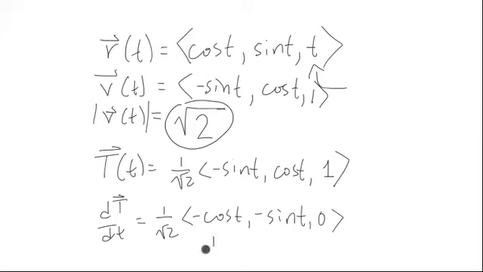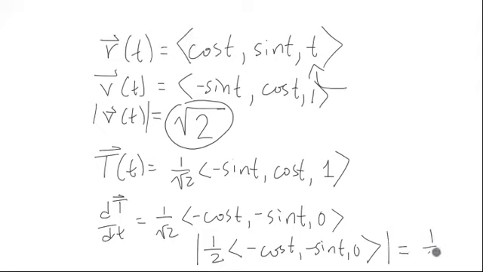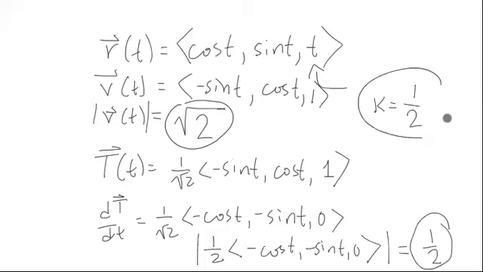So really we're looking at the length of the vector 1/2 times negative cosine t, negative sine t, 0. So just the length of this vector. Now, if you think about this, cosine squared plus sine squared plus 0 squared, that's just going to be 1. So the square root of it is just 1. So really, we're looking at 1/2. So in this particular case, this helix curve has a curvature of 1/2.